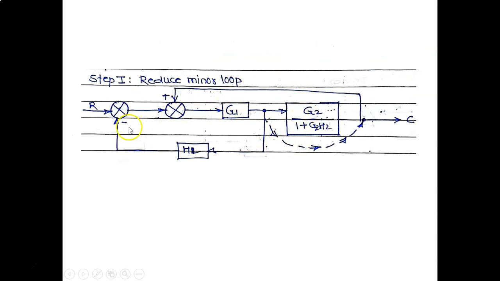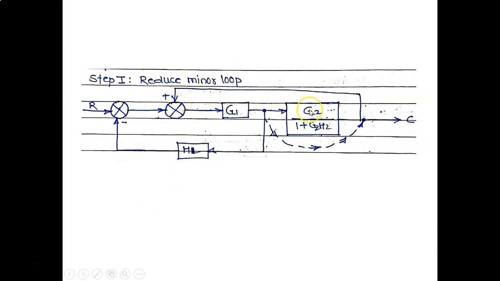Therefore, the same diagram we have to draw. Step 1, reduce minor feedback loop. Up to this, we have to draw the same diagram. Therefore, from this signal up to this, we have to add one block having its value G2 divided by 1 plus G2H2. And this is the takeoff point.